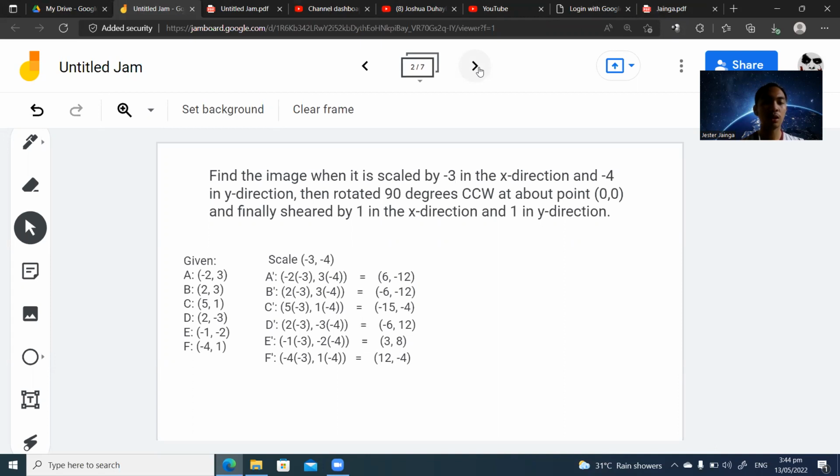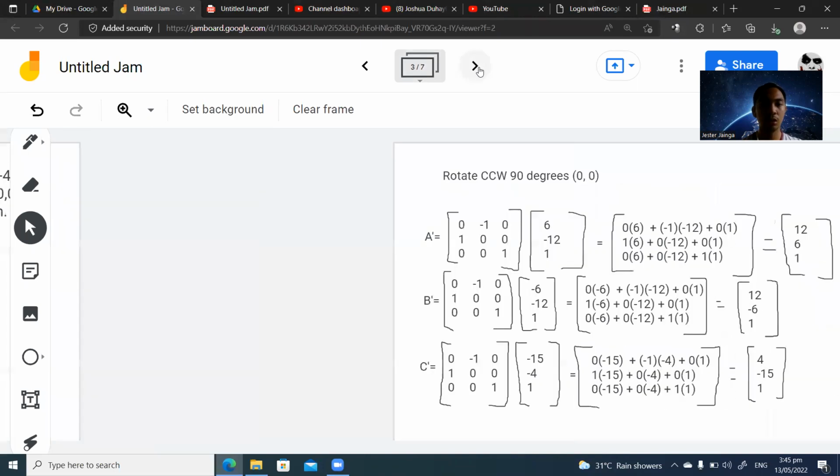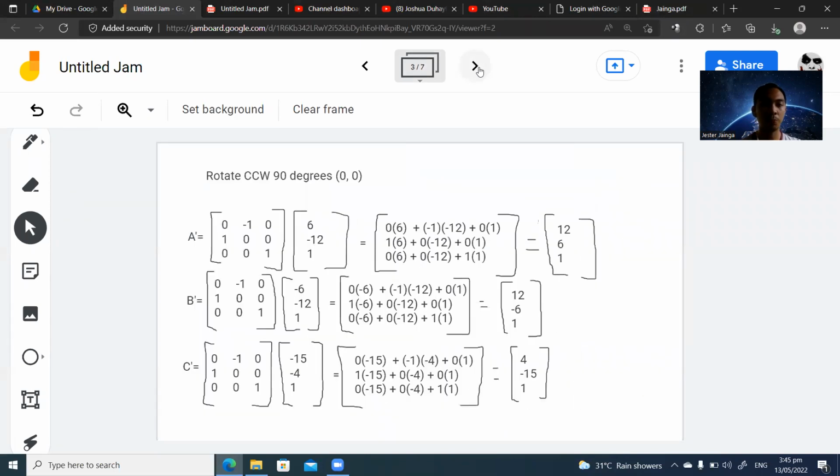So D, 2 times -3, -3 times -4 is equal to -6 and then 12. So E, -1 times -3 and -2 times -4 is equal to 3 and then 8. And F, -4 times -3, 1 times -4 is equal to 12 and then -4. So these are the scaled points of the given pre-image. So next, we rotate the given points counterclockwise 90 degrees.